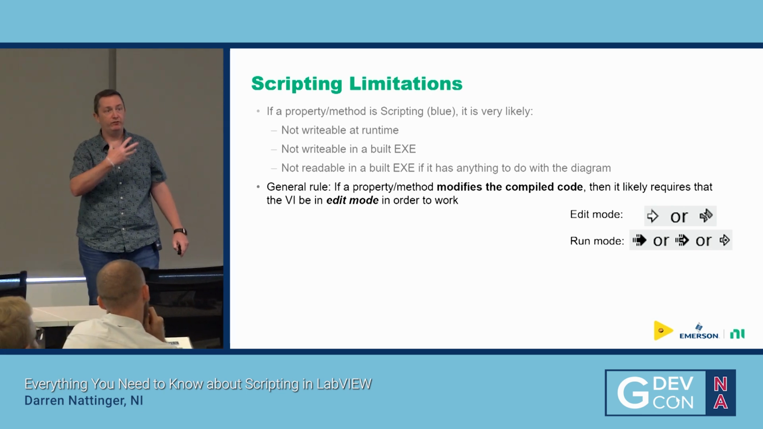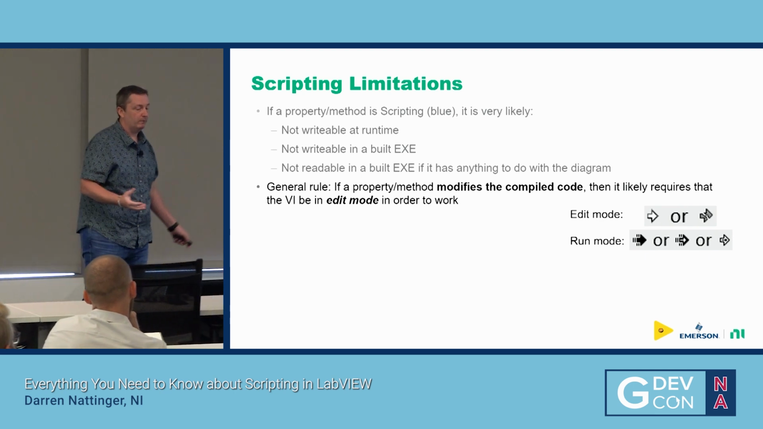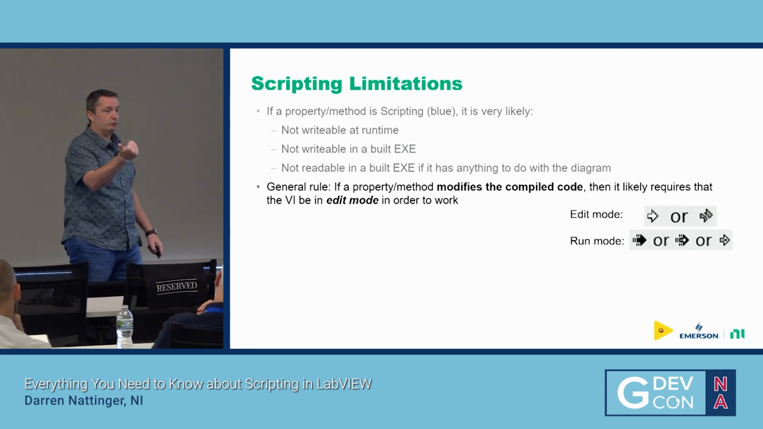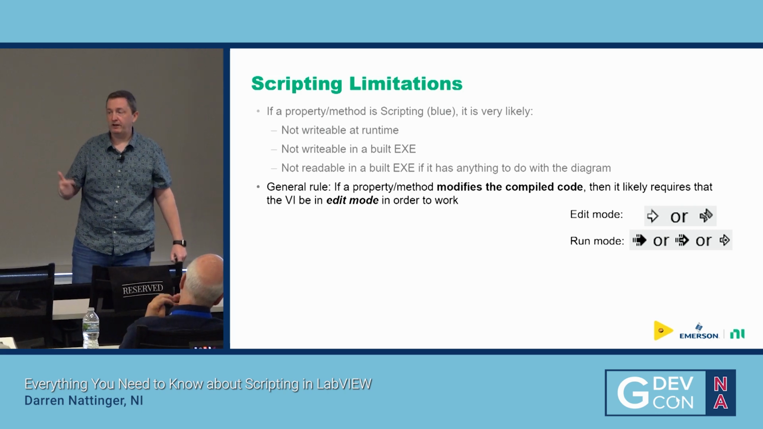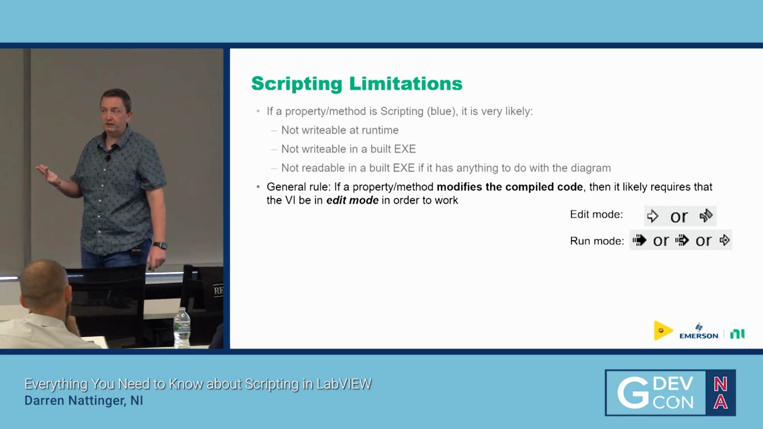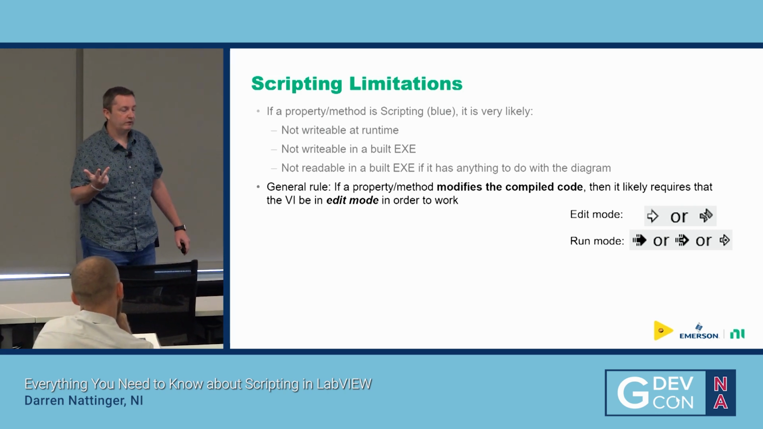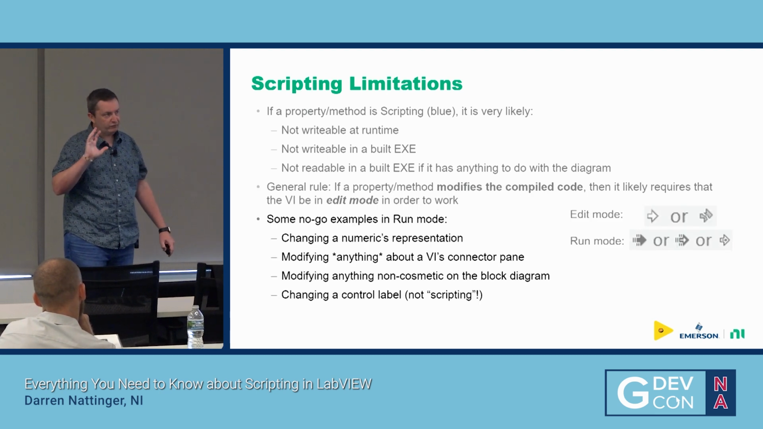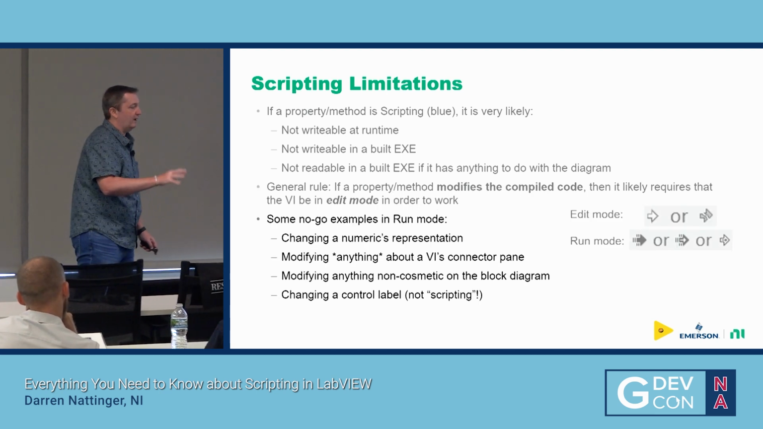You can write scripting code that does all of the things that I just described before. Run mode is if your VI is running, or if it's a sub-VI that's running, or if it's a sub-VI that might start running. Those are the 3 other run arrows that you see there. So some examples of things you can't do when your VI is in run mode.